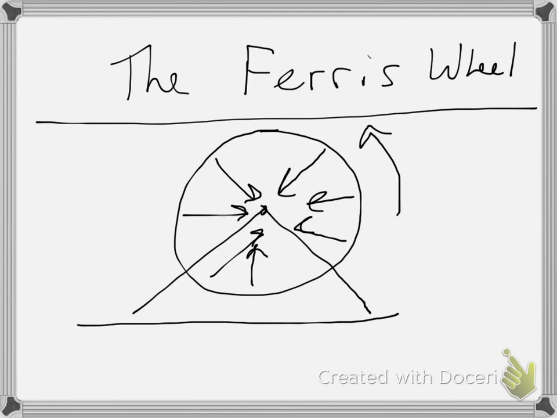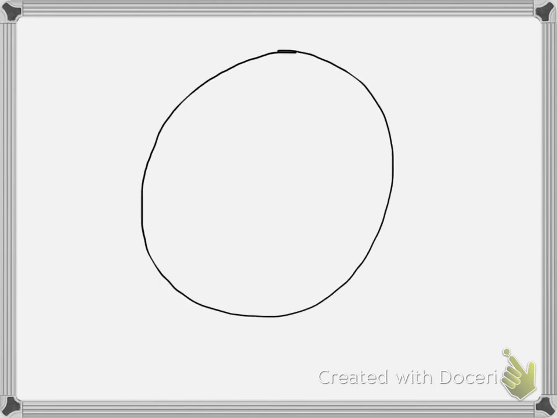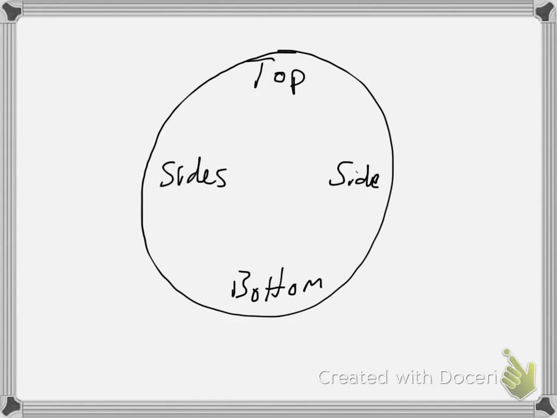Now, there are 4 specific points that are of particular interest to the Ferris wheel. Okay? And these points are at the top, the bottom, and the 2 sides. Now, the reason being will probably become clear here in a minute, but let me just explain.